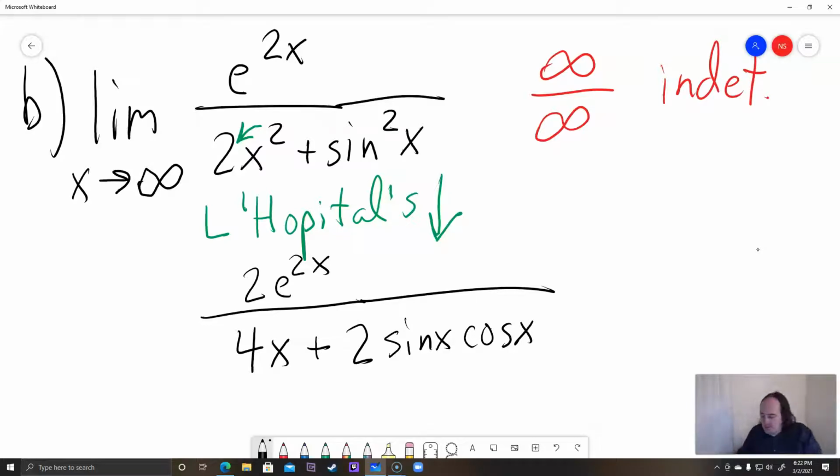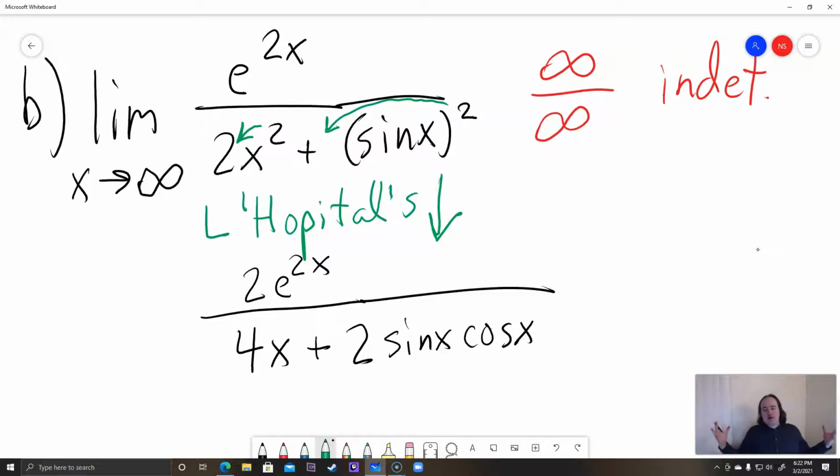Now how did I get that? Well, sine squared of x is the same as sine of x to the second power, and that's a composite function. So using the chain rule, I bring the 2 out front, using the power rule for the outer function. That gave me 2 times sine of x, and then I multiply that times the derivative of the inner function. The derivative of sine of x is cosine of x, so you get 2 sine of x cosine of x.